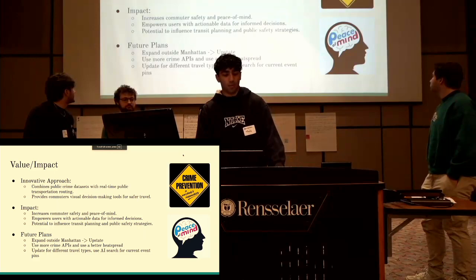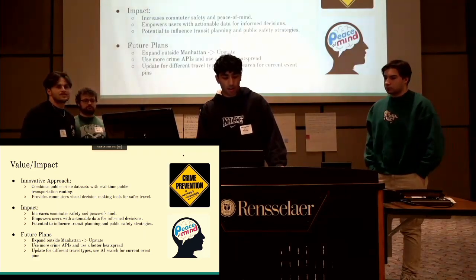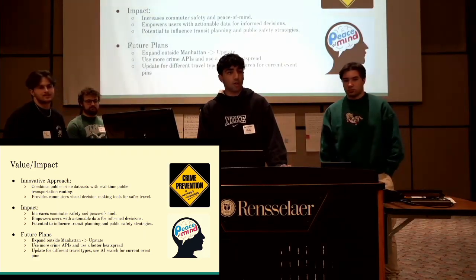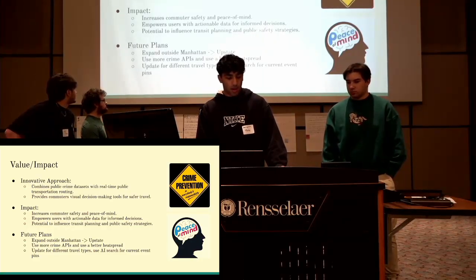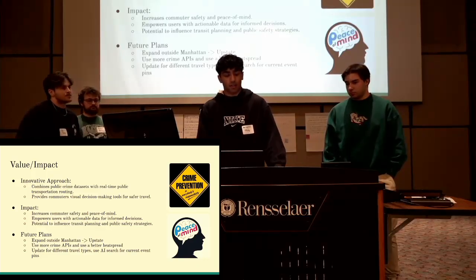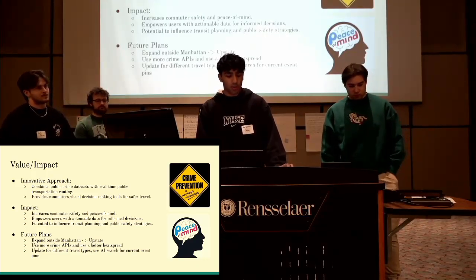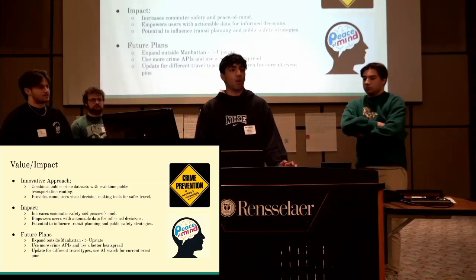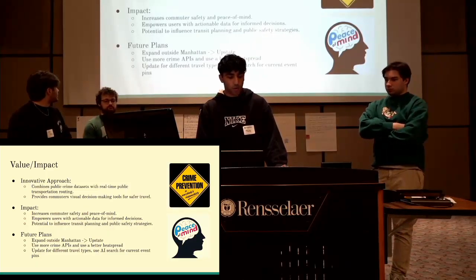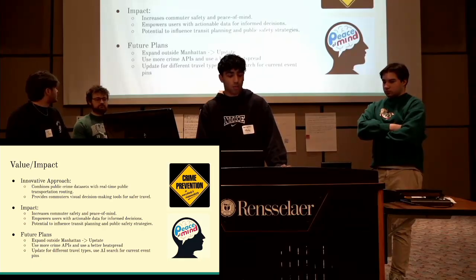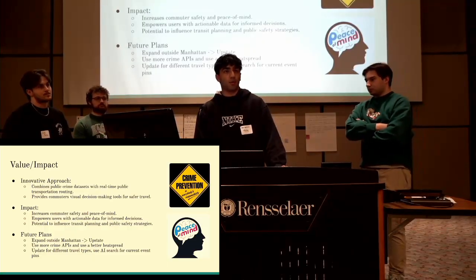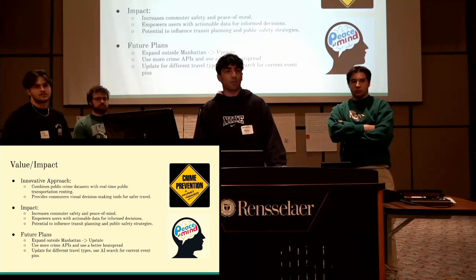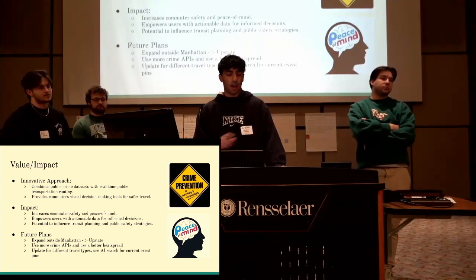As for value and impact, we combine public crime data sets with our real-time public transportation routing. We're accessing real data so we can see the most efficient routes. And our impact is that we increase commuter safety and peace of mind for people that are new to the city or just want safer routes. As for future plans, we want to expand outside of Manhattan, use more crime APIs, and then potentially use an AI search for current events. If you guys know about the Citizen app, where it's live feeds of different crimes going on in areas, we can pipeline into that and display that in our map.